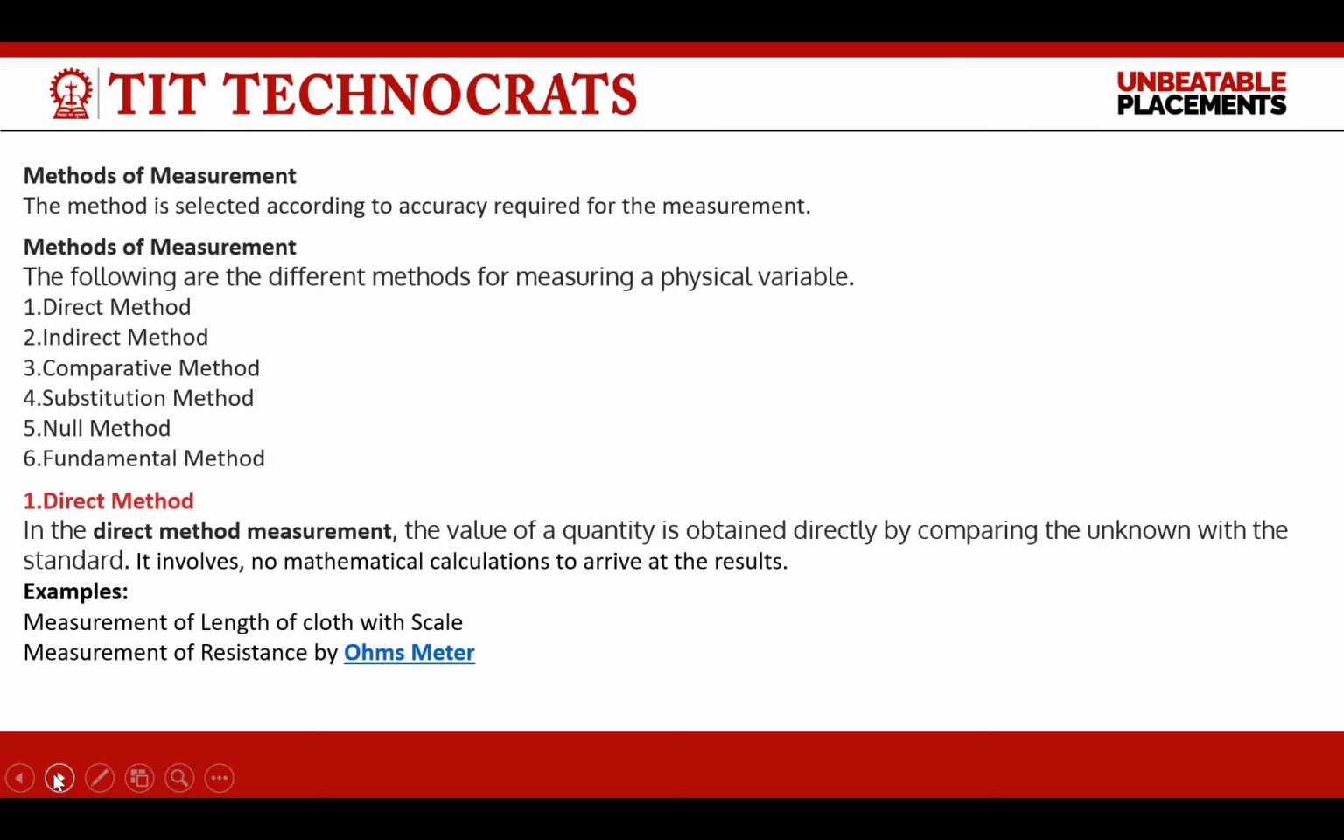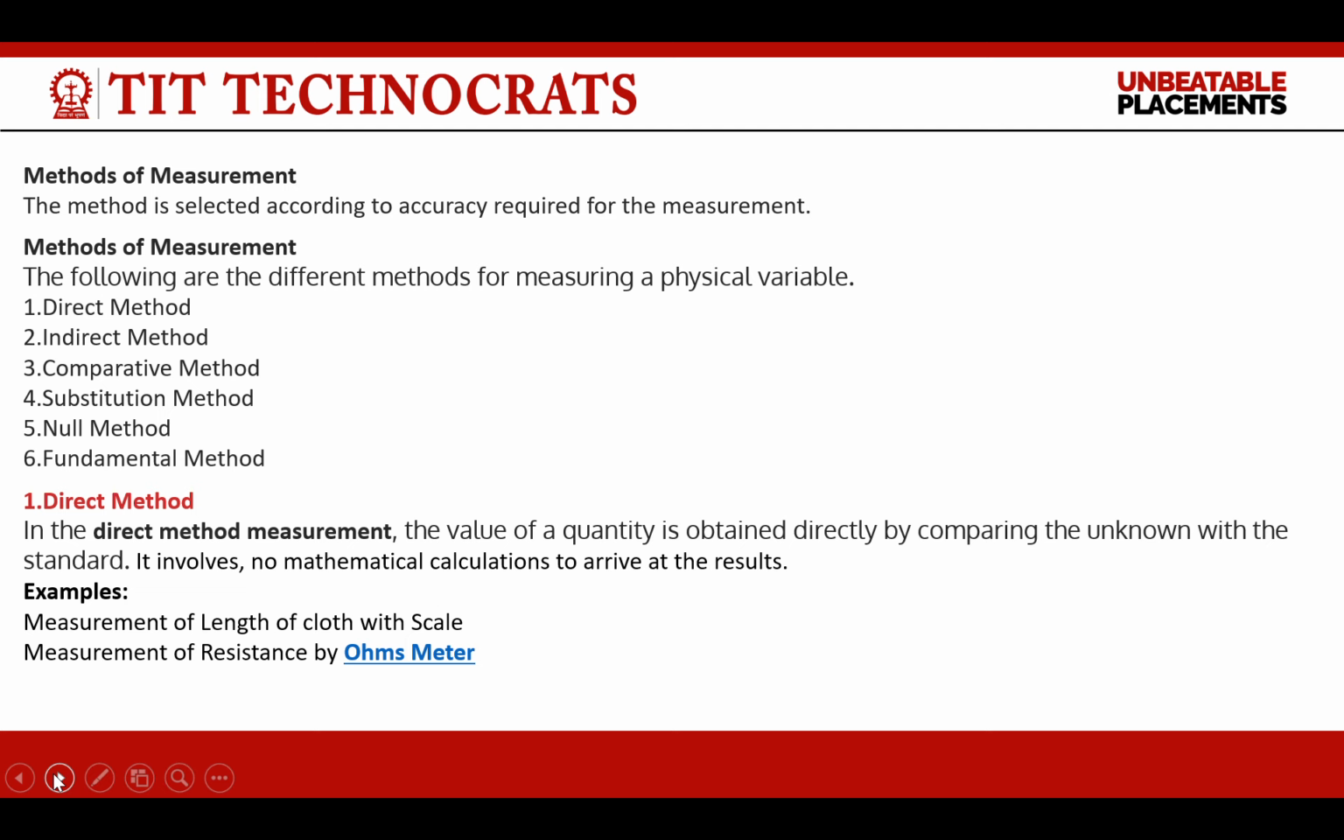Now the methods of measurement. These are the six methods through which we can measure with our instrument. The first one is direct, next is indirect, comparative, substitution, null, and fundamental method. We can start with our first, the direct method. In the direct method of measurement, the value of a quantity is obtained directly by comparing the unknown with the standards. It involves no mathematical calculation to arrive at the result.